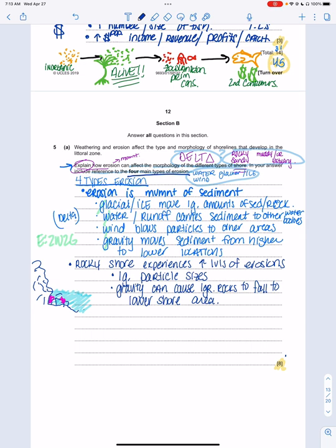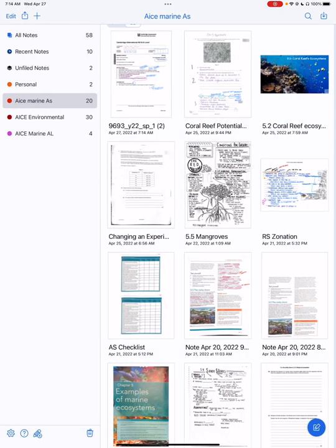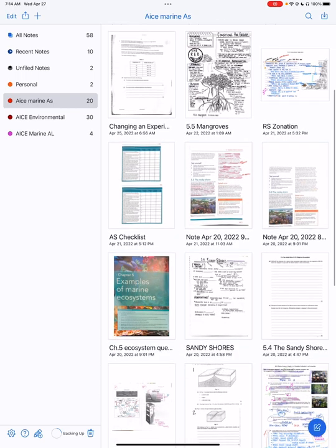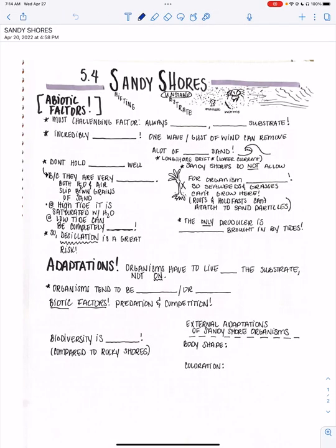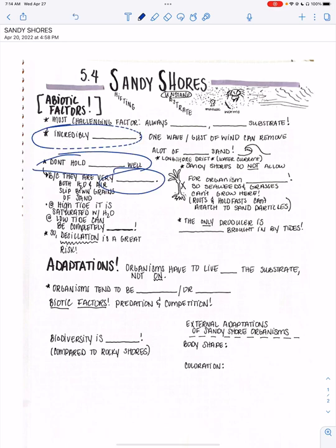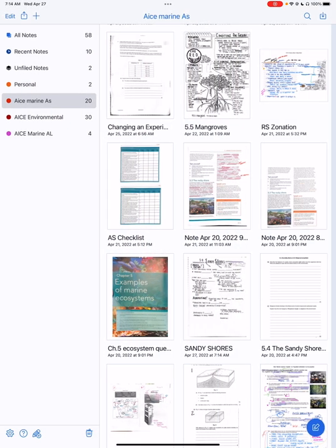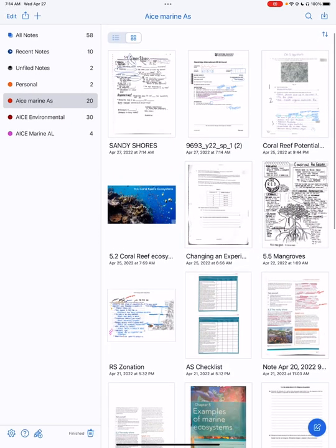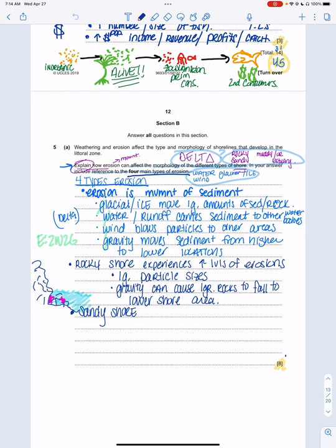Sandy shore. Here's a contradiction. Literally, the notes that we made for sandy shore, are they on here? Yep. They don't hold water well, right? Because they're very porous. They're incredibly unstable. Why? Because of erosion. Shifting substrate. On their mark scheme, though, go back to the test. On the mark scheme, you bet it doesn't say that. Low levels of erosion. Yeah, right. We live here. We literally live here.